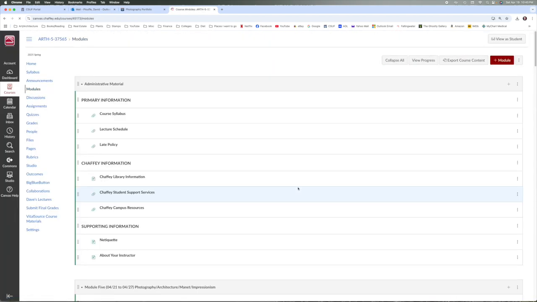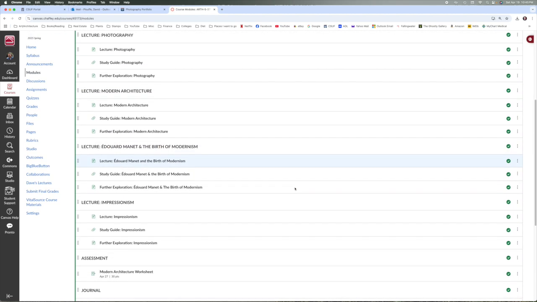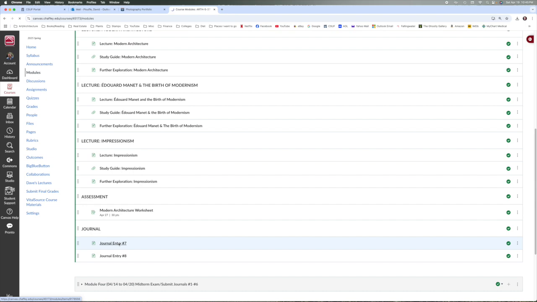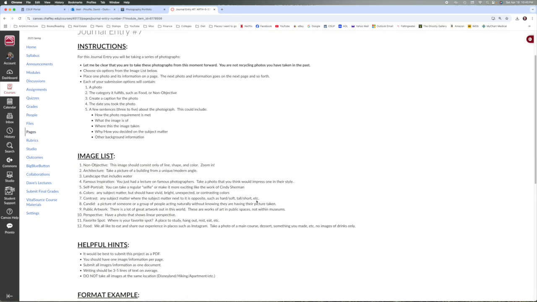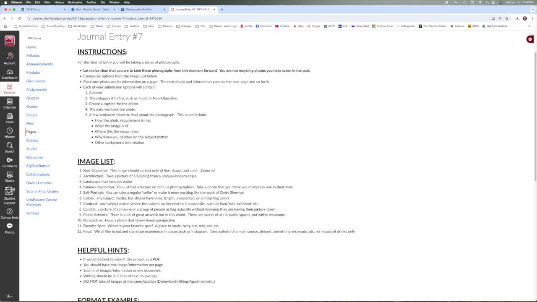After that, we're going to have 2 journals. The journals aren't due until Module 8. So Journal 7 has you going out taking some photos. You're going to choose 6 of the 1 through 12 here. So choose 6 of these to go out and take a picture of. Non-objective, which is just line, shape, color. Architecture, landscape with water. Famous inspiration, which would mean that if you found an artist in the lecture that you really liked, you would take a photo in their style.